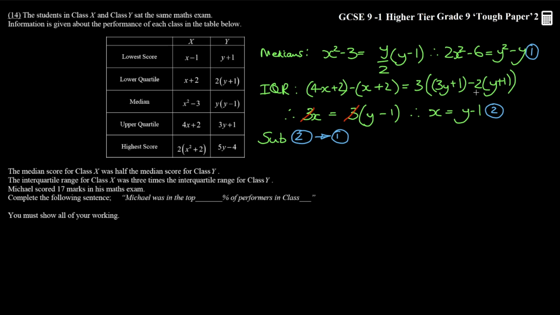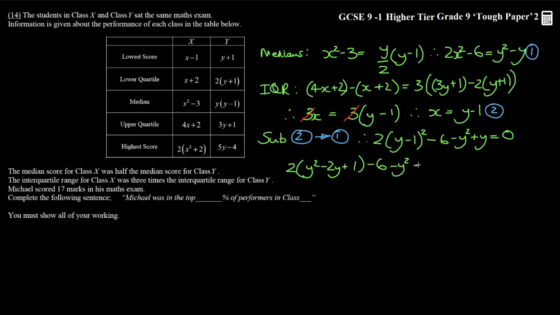Okay, substitute 2 into 1. That means that every time we see an x squared, we replace it with y minus 1. So therefore, 2(y minus 1) squared, that's my 2x squared, minus 6. I'm going to put these all on the left-hand side. So this is minus y squared plus y is equal to 0. Okay, multiplying this bracket out, I get 2 multiplied by y squared minus 2y plus 1, minus 6, minus y squared plus y is equal to 0.